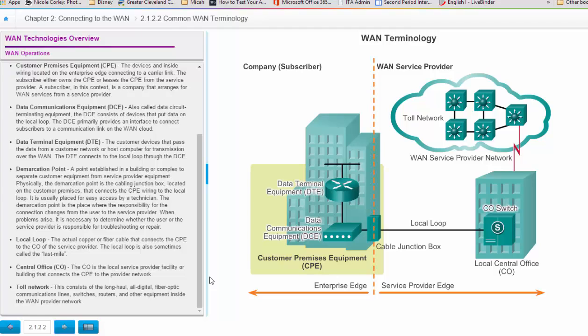Then we have the central office, and that's the local service provider facility or a building that connects your CPE to the provider network. Then we have a toll network, and that consists of the long haul, all digital, fiber optic communication lines, switches, routers, and other equipment inside a WAN provider's network. Okay, so that's not our network, but that is the provider's network.